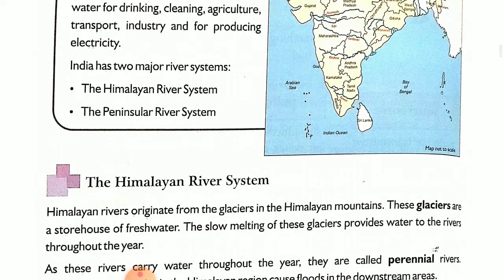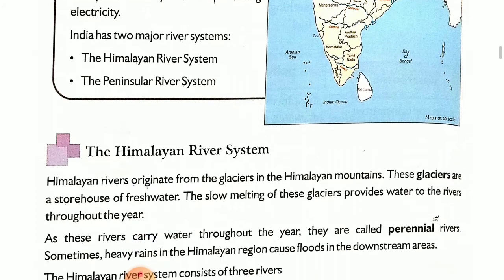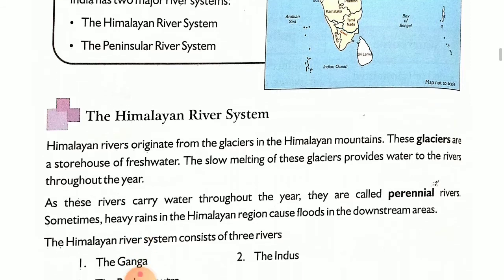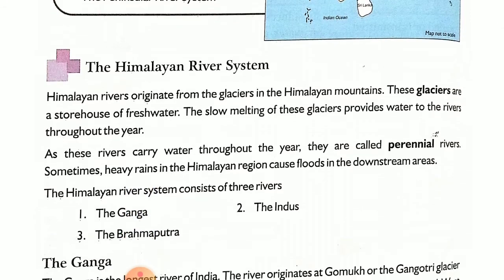India has two river systems, the Himalayan river system and the peninsular river system. But in this video we will read about the Himalayan river system. In the Himalayan river system, the rivers get their water from the glaciers. So let's start with the Himalayan river system.